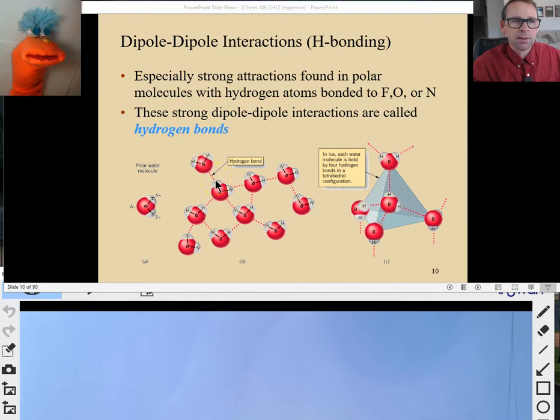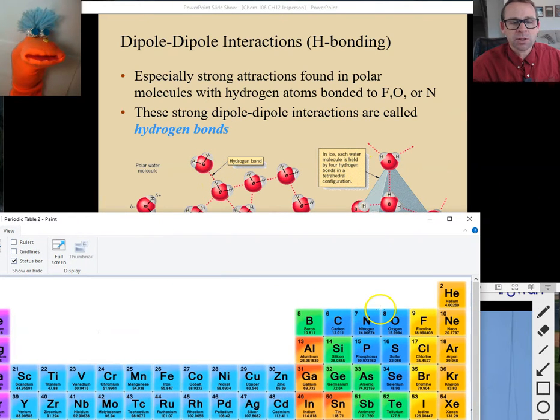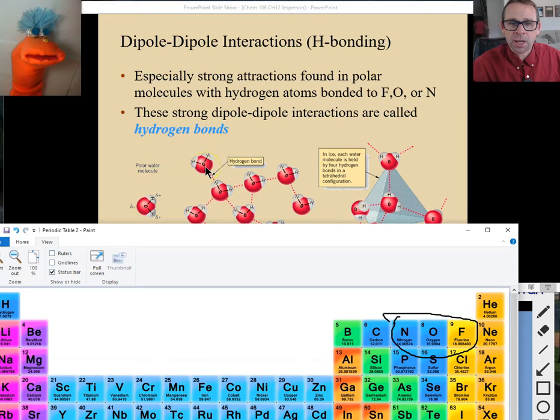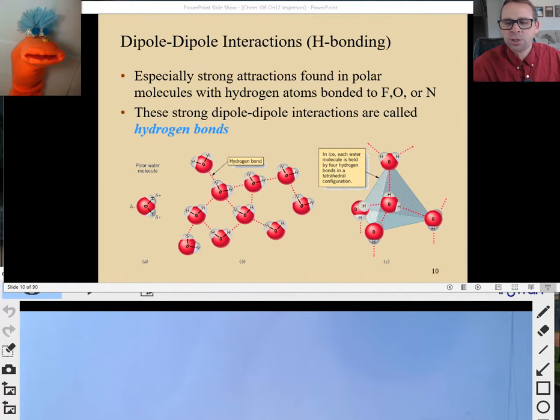And we call it hydrogen bonding when the one that has the partial positive charge is the hydrogen, and the one that has the partial negative charge is one of these three, either nitrogen, oxygen, or fluorine. All right? So when the side that has the partial negative charge is nitrogen, oxygen, or fluorine, and the side that has the partial positive charge is hydrogen, then we call this a hydrogen bond. It's a dipole-dipole interaction that's a little bit stronger than your typical dipole-dipole, and we call it hydrogen bonding.